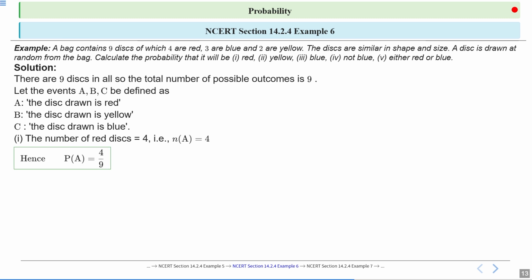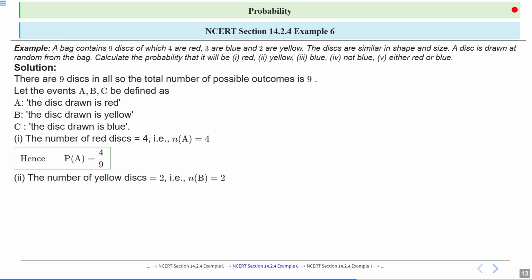And now what is the probability of A? The total number of possible outcomes is 9, and out of 9, there are 4 red discs. So the probability of A is equal to the number of elements in A divided by the total number of possible outcomes. So the probability of A is equal to 4 over 9. Clear? So the probability that the disc drawn is red is 4 by 9.